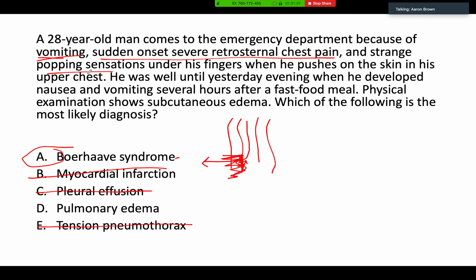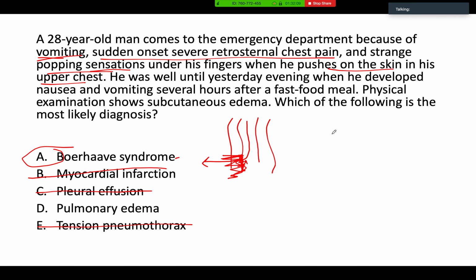And so when you hear this popping sensation under the fingers, when you push on the skin of the upper chest, this is something very scary. It's called crepitus. And this means that his esophagus is basically blown wide open. There's a hole in the wall of the esophagus. This is very, very severe. This patient needs to be brought to surgery. Typically, these patients are going to have a low blood pressure, very, very sick patients. And so that's our Boerhaave versus Mallory-Weiss.